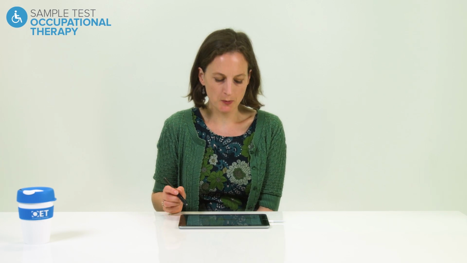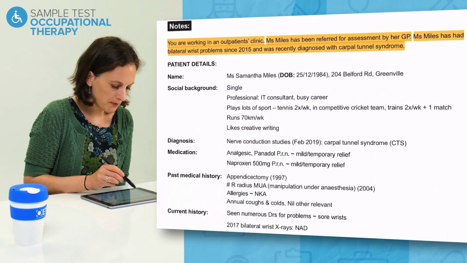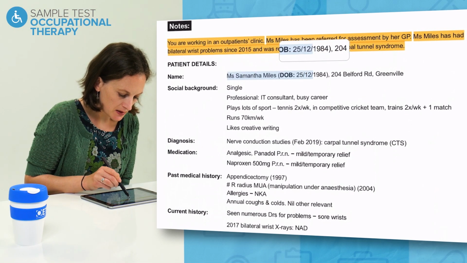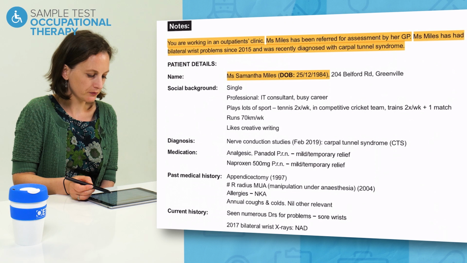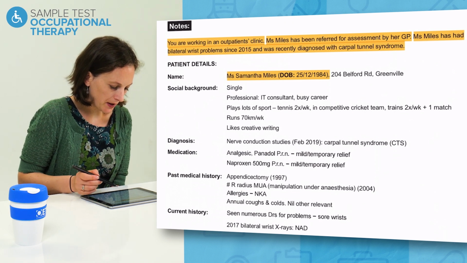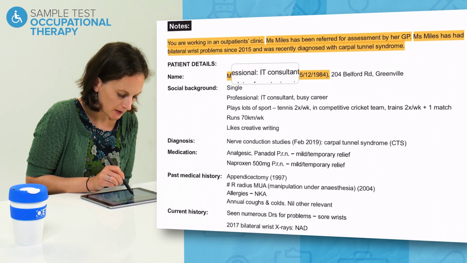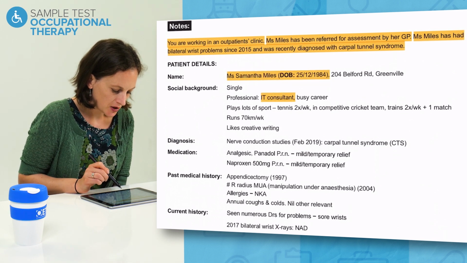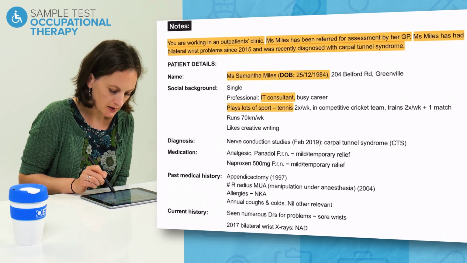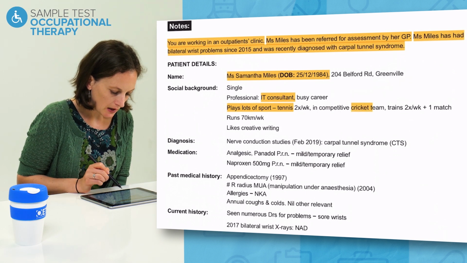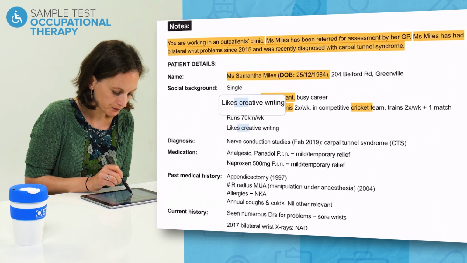In the reading time, you have to make mental notes as you read for your understanding. I'm going to highlight the notes which I pick out to be relevant so you can see what I'm doing. The patient's name and date of birth are going to be relevant for me to include in the RE line, but her address is obviously not important. Some details from her social background I can pick out as being important relating to her current condition. She works in IT and she plays a lot of sport that will involve her wrists, for example tennis and cricket. I can also see that she likes writing.